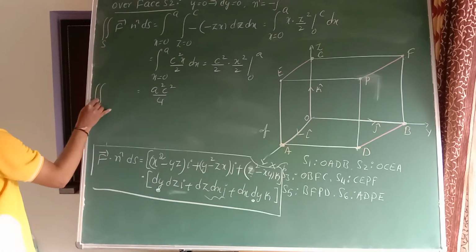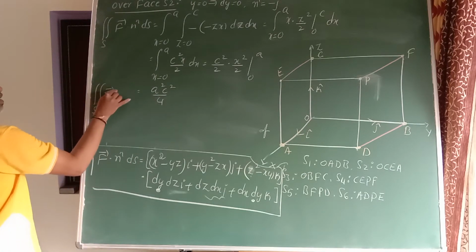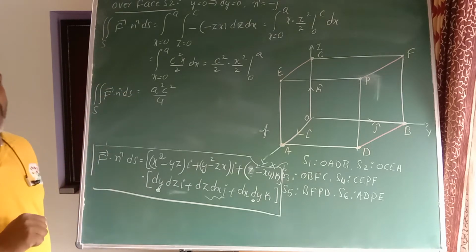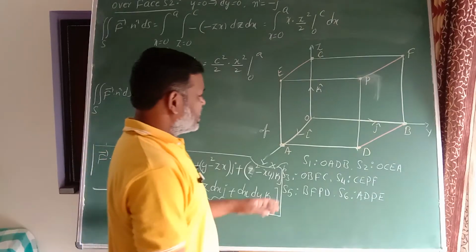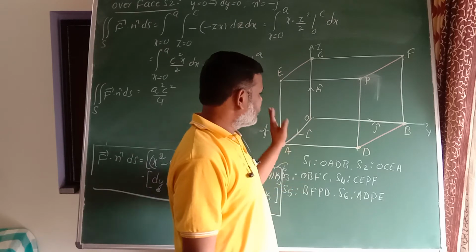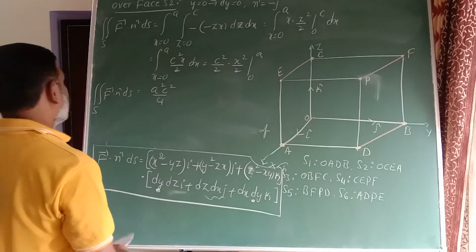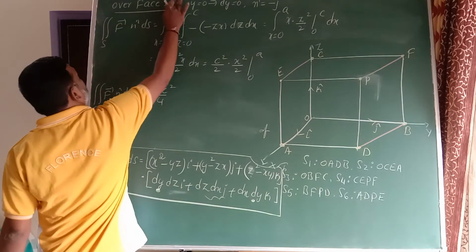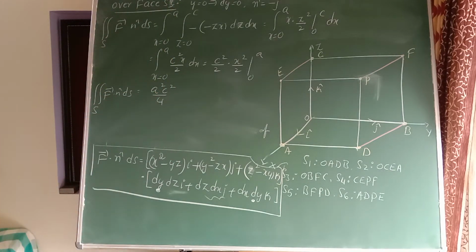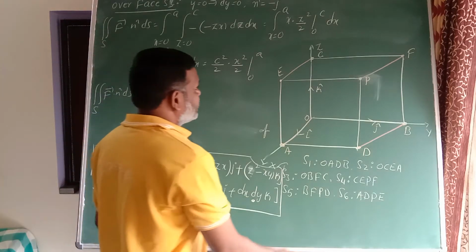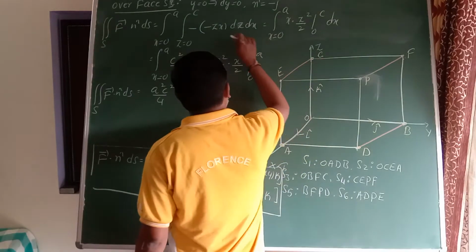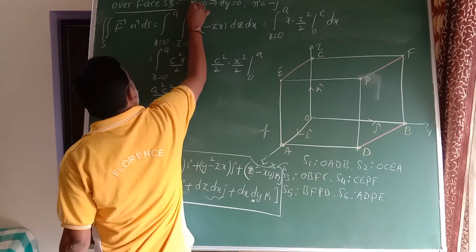This is the surface integral of F dot n cap into dS over the surface S2. Here S1 is the xy plane, S2 is the yz plane, and S3 is the zx plane. We have taken it like that. Now I am going to do the face S3. Over S3, x is equal to 0. So the y axis is there, the z axis is there, x is equal to 0.